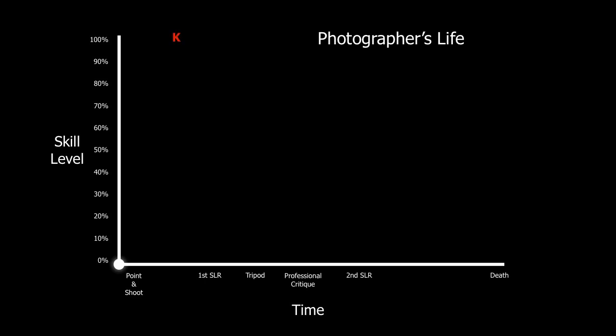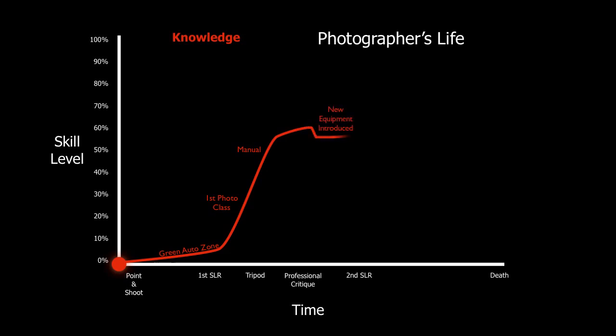And the first way we're going to take a look at this is your knowledge level of photography. And it's true. You are not born knowing anything at all. You got to learn it one way or the other. And so the same is true with photography. As you're using that green auto zone on your camera, you don't know much. But when you take that first photo class and you use manual, you'll start learning a lot. But unfortunately, every time they introduce new equipment, it takes a hit. And then you got to take another workshop or another class. And then they introduce new software. And that sets you back.